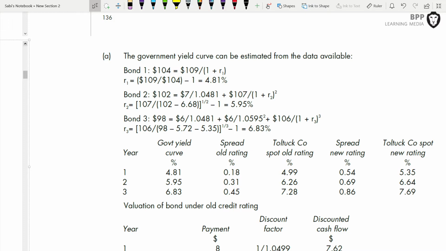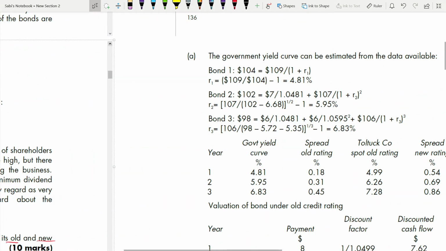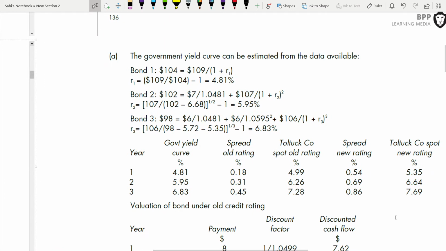We have to find what? The yield to maturity. Before we value the bond, we have to find the yield to maturity. How do you find the yield to maturity? Because without that, you cannot find the valuation of the bond either.